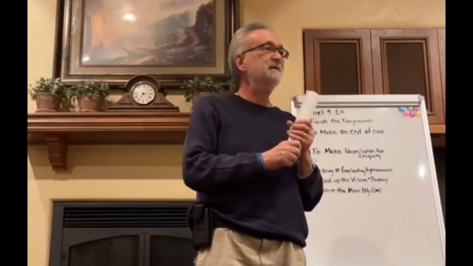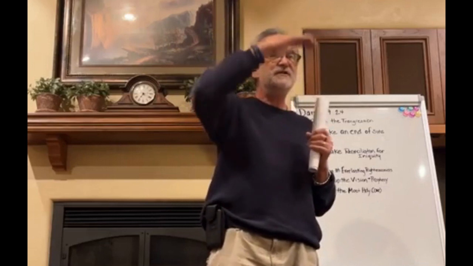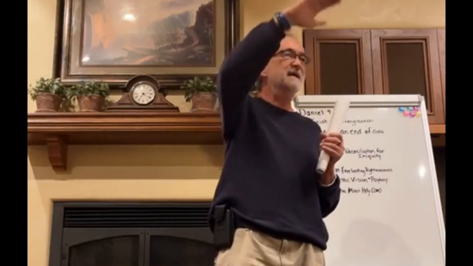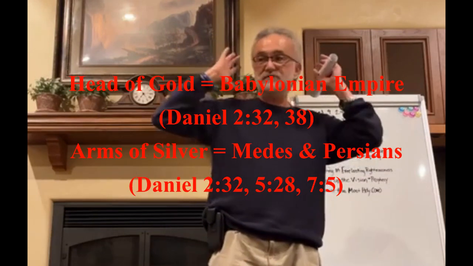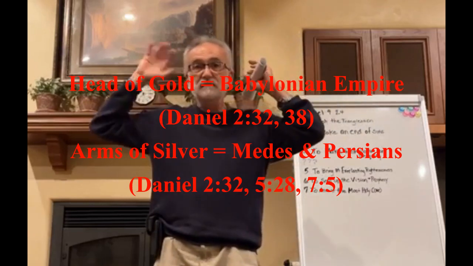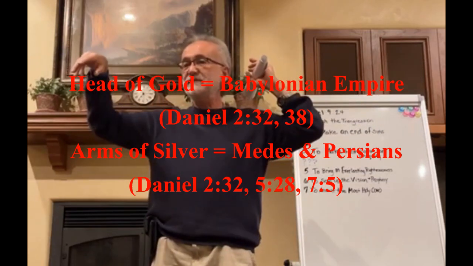So the statue he dreams about, and Daniel comes in and interprets it. The statue breaks into 4 parts, really 5, but we're going to act like it's 4. The head of gold, which was what? Nebuchadnezzar. Babylon, right? The Babylonian captivity.